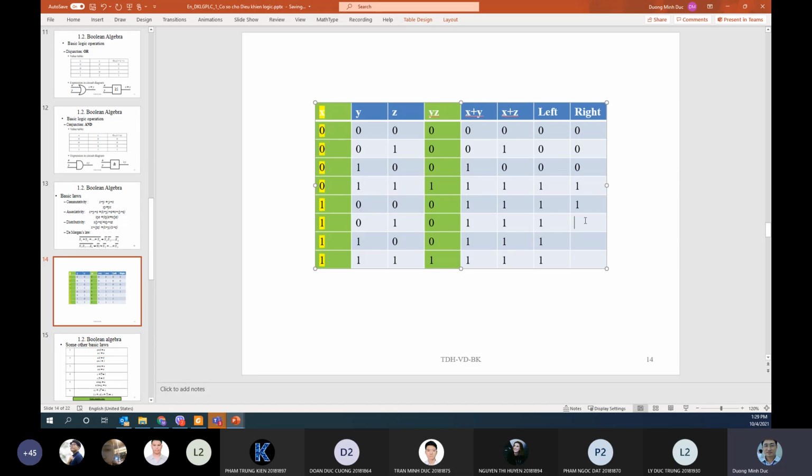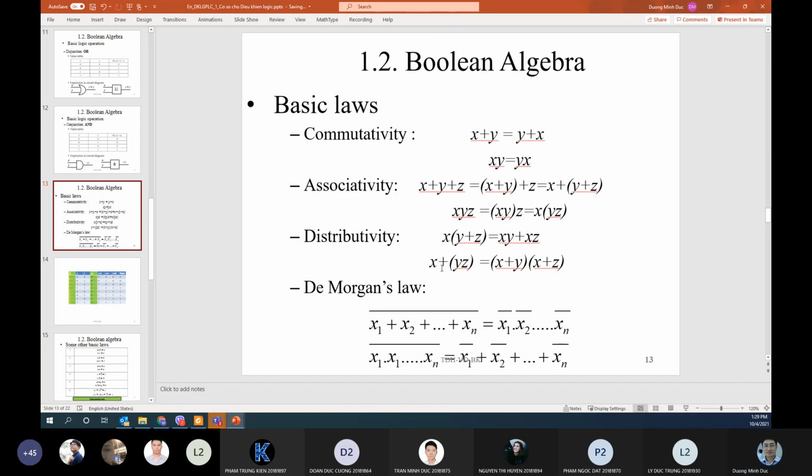Here is 1, 1, 1, 1. So we can see that the left side and the right side are the same, the result is the same. So we can make the conclusion: this is true, not wrong.